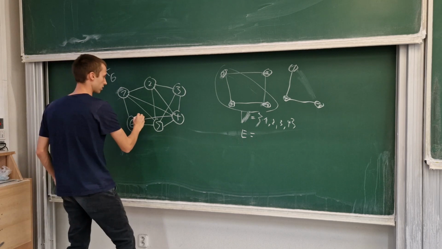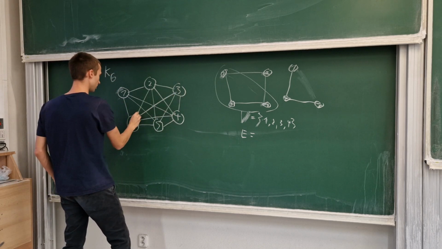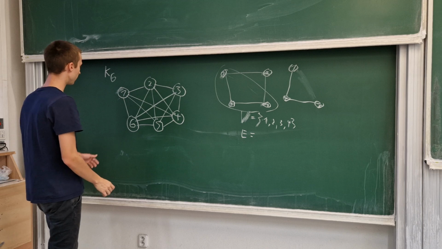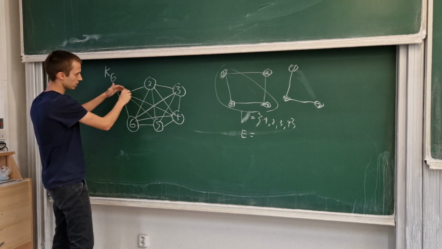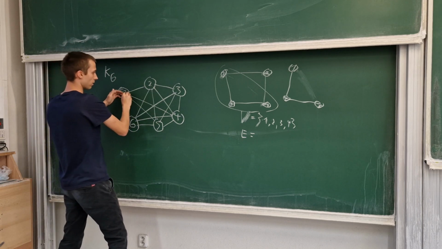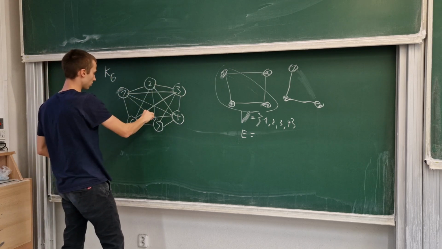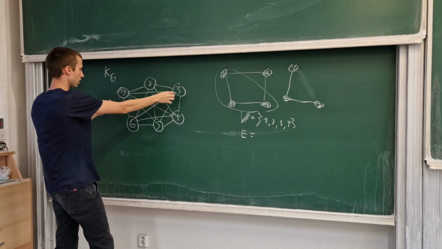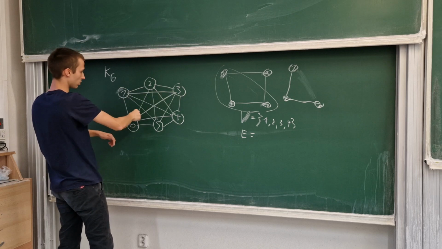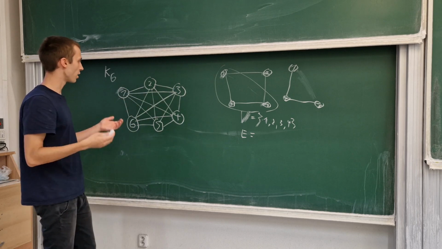Then we have to connect this one with this one, this one with this one. And then we go back, we have this one, this one, this one. We don't have this connection, but we have this connection. Then we have this connection, this connection. Let's just check everything. I think we have all the edges.